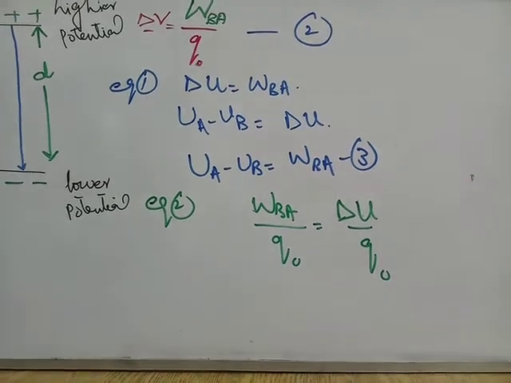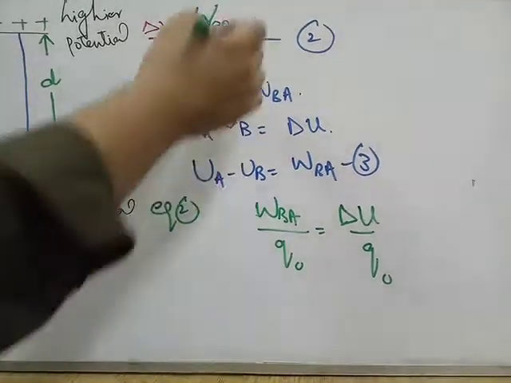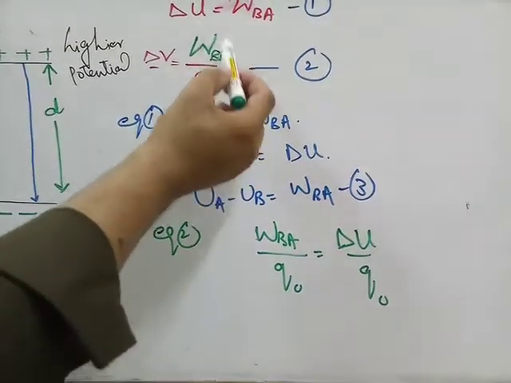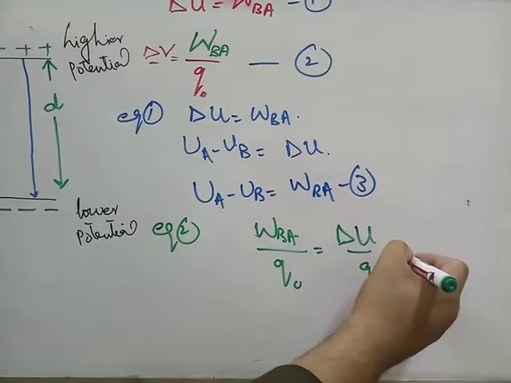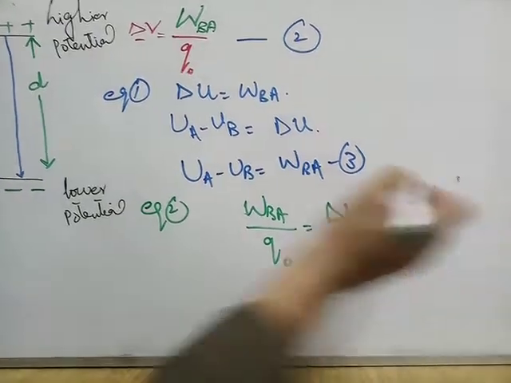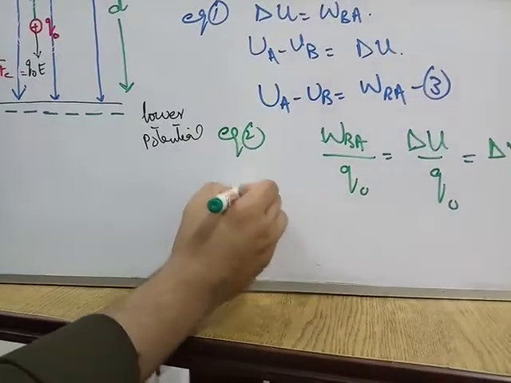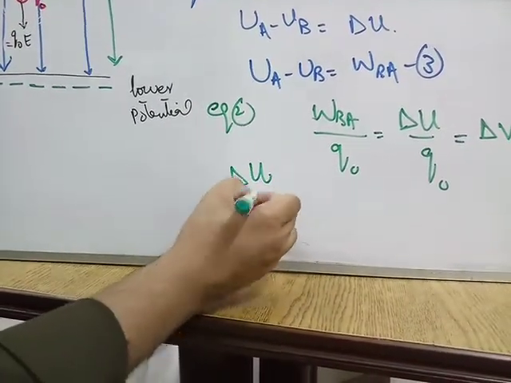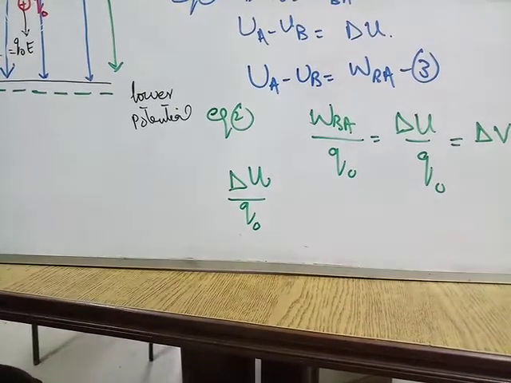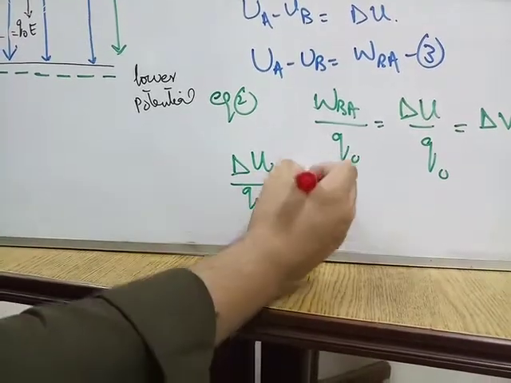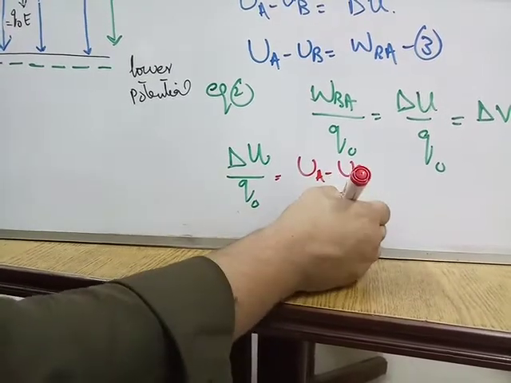These both terms are equal, and if we rewrite these equations, I can say that if this equation becomes equal to this equation, then all of these are equal to the potential difference. So I can write this again: delta U over Q naught, this is the change in potential energy, is equal to UA minus UB over Q naught.